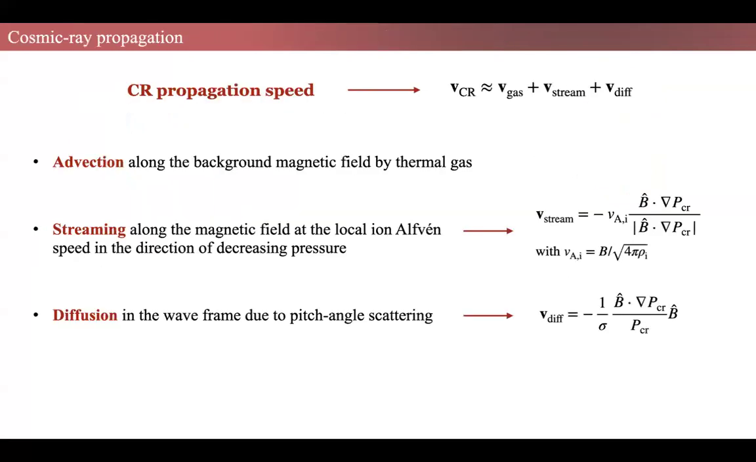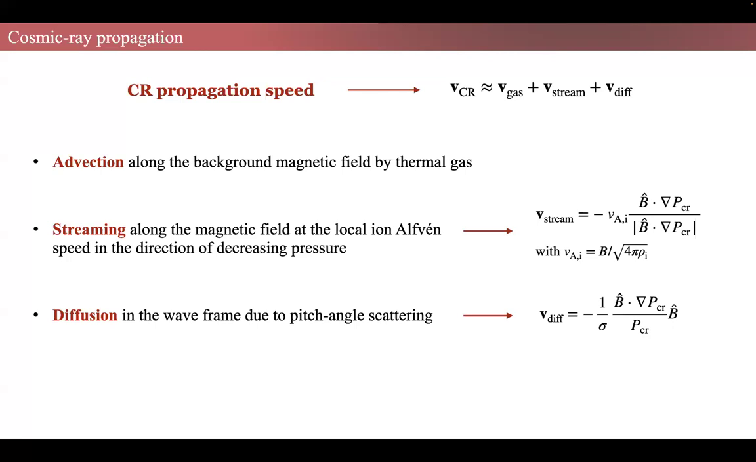Now, how do we go from the microscopic scales where cosmic ray scattering takes place to the macroscopic scales of galaxies? Or in other words, how do we describe the transport of cosmic rays as a fluid? Generally, the propagation of the cosmic ray fluid is treated as a combination of these three mechanisms: advection, streaming, and diffusion. So let me say a few words about each of these processes.